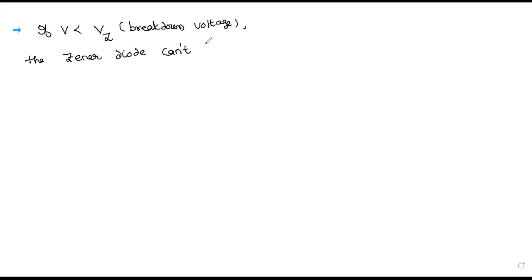Yes, sir. So, that point better I write here in continuation. If V is less than VZ plus VS, or simply less than VZ, that is the breakdown voltage, the Zener diode cannot break the circuit. This is the problem. By that we are getting some damage to the elements.